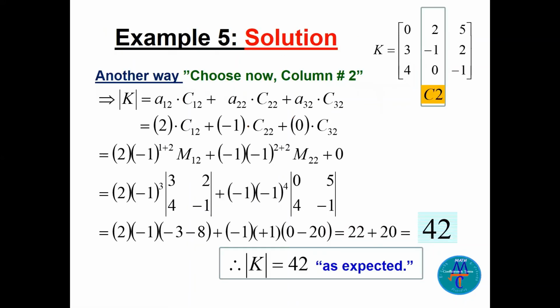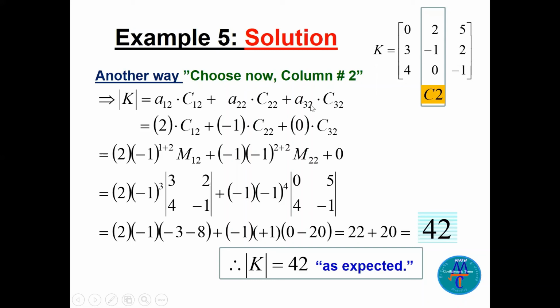Okay. Now, let me do this determinant another way. Let me choose column 2. Same matrix K: 0, 2, 5, 3, minus 1, 2, 4, 0, minus 1. See, this is column 2, so I will expand it by column 2. Column 2 has A12, first row, second column, A22, A32. And for each one I find the cofactor, C12, C22, C32.